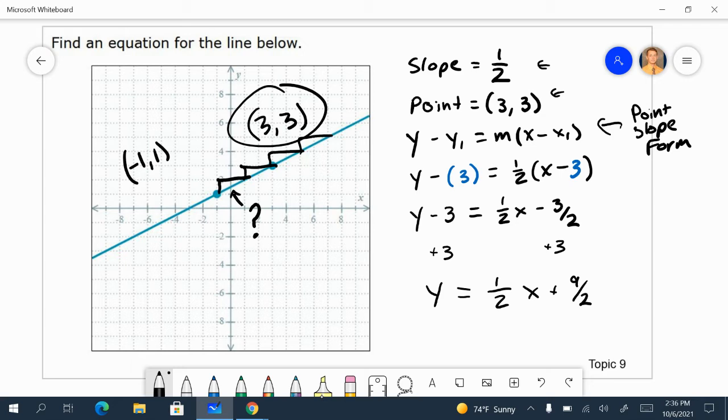Oh, -3/2 plus 3. That's where I went wrong. Okay, so I just messed up this last little piece. -3/2 plus 3 is a +3/2.